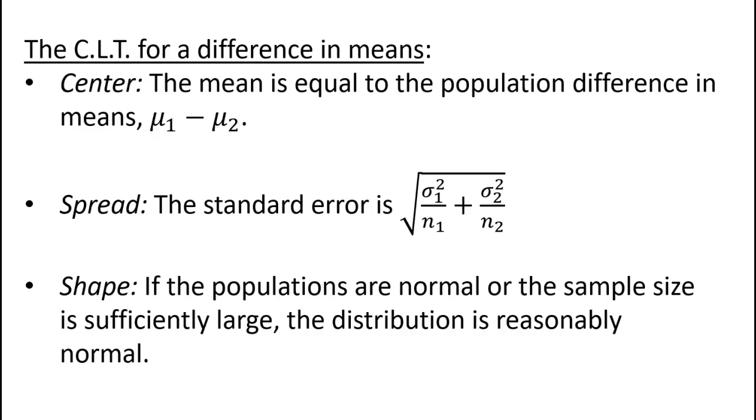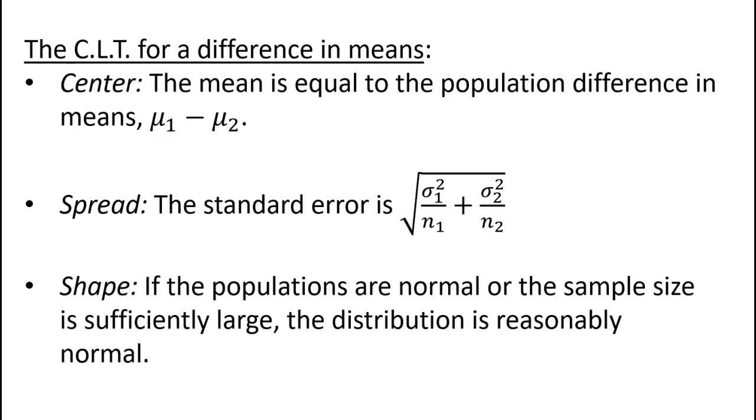The central limit theorem for a difference in means. When choosing random samples of size n1 and n2 from two populations, the distribution of the difference in means has the following characteristics if we have independent random samples. The center of the sampling distribution will be centered at mu1 minus mu2.